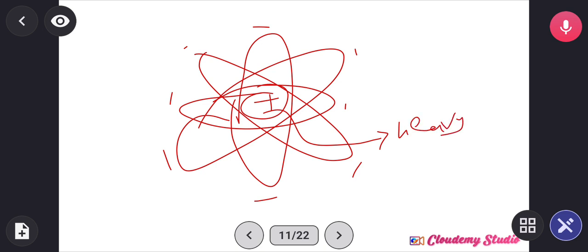So the entire mass of an atom is concentrated in the nucleus, and the entire volume of an atom is occupied by the what? Is occupied by the electron. You understand?